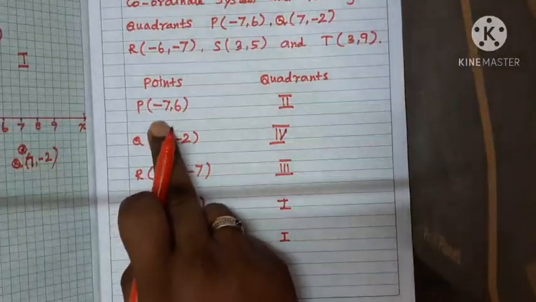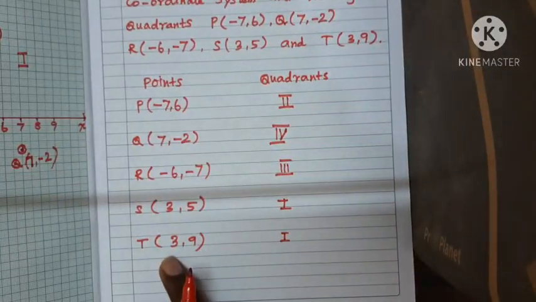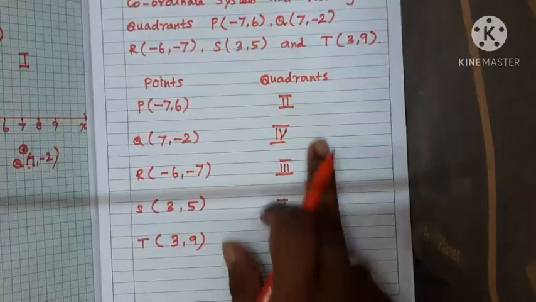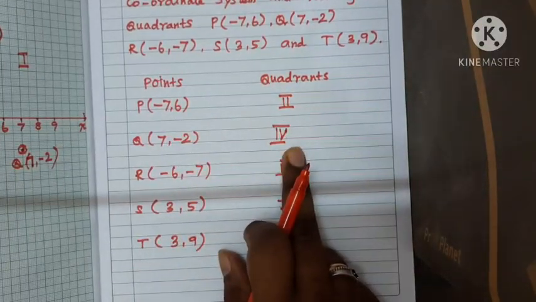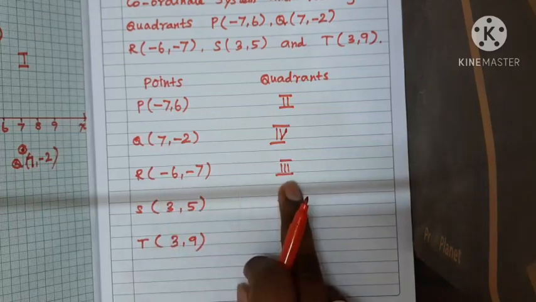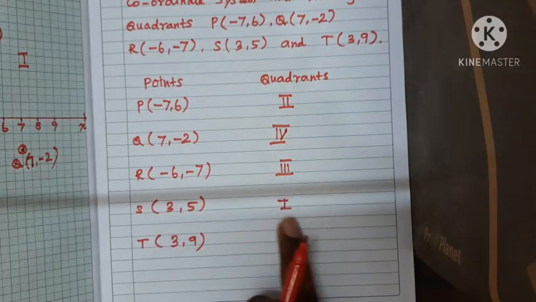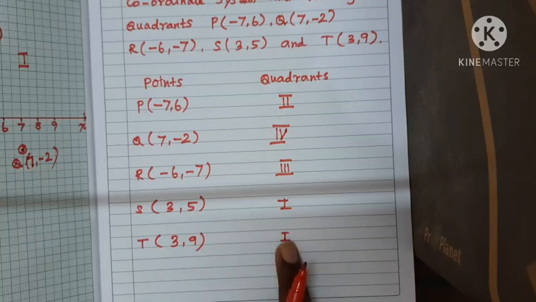Now the points P, Q, R, S, T: P point is plotted in the second quadrant, Q point is plotted in the fourth quadrant, R point is plotted in the third quadrant, S point is plotted in the first quadrant, T point is plotted in the first quadrant. Clear?